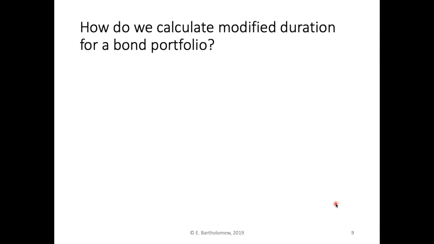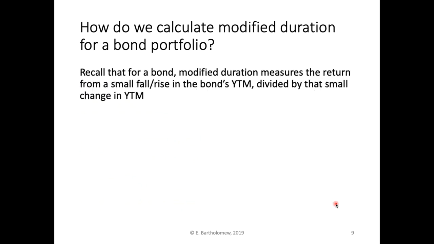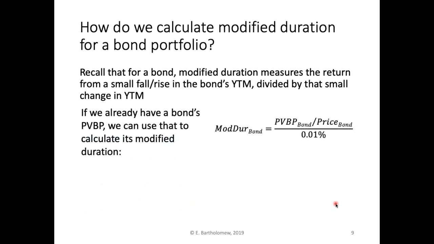Now, we can also use this to calculate modified duration. How so? First, recall that for a bond, modified duration measures the return from a small rise or fall in the bond's yield to maturity divided by that small change in yield to maturity. And that's given by this formula here.